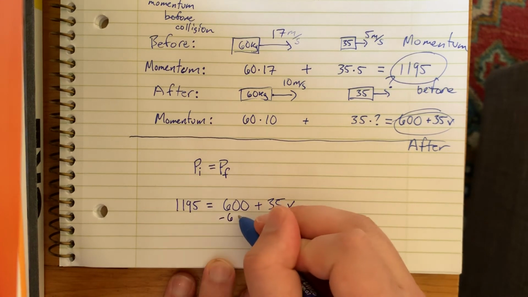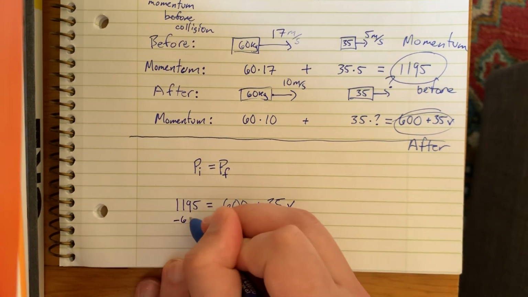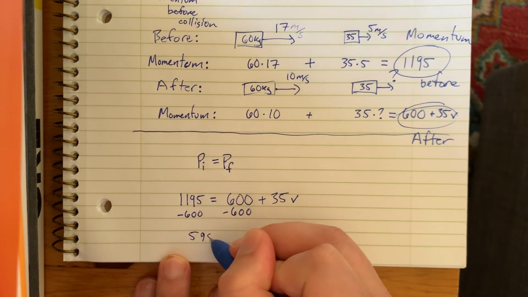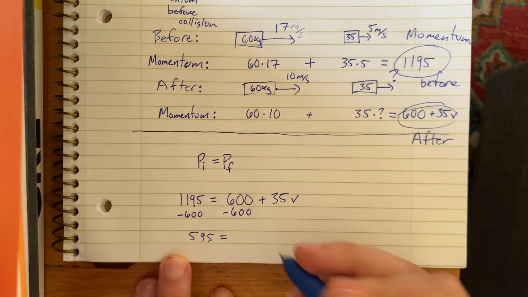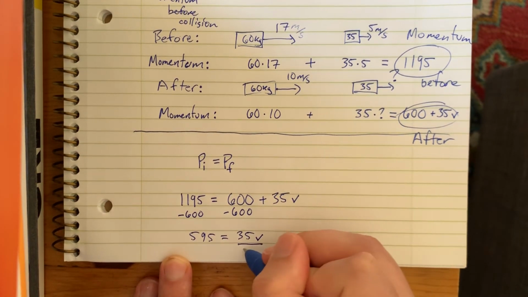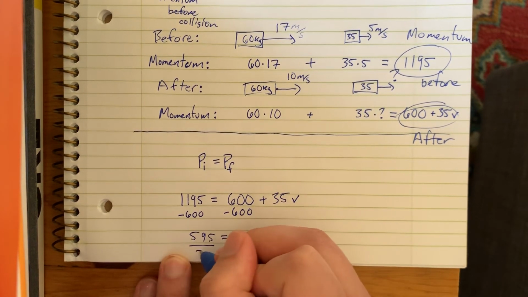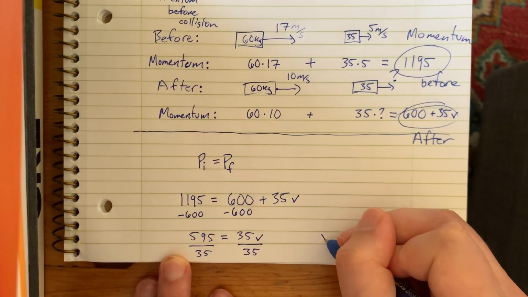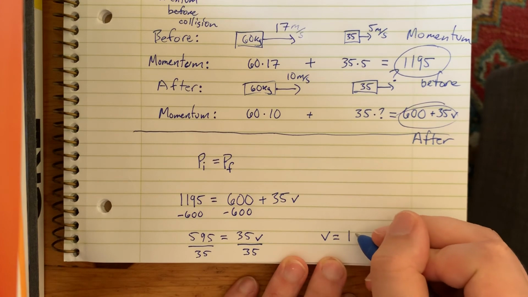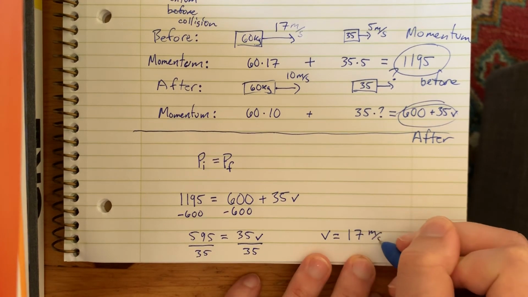Now at this point, this is just an algebra problem, but I'm going to go ahead and follow through. We'll subtract 600 from each side. That's going to get me 595 over here. I hope that's right. A little bit of mental math, equals 35v. Divide both sides by 35 to find our answer. v equals, I've got to go back to my computer, 595 divided by 35 is 17 meters per second.